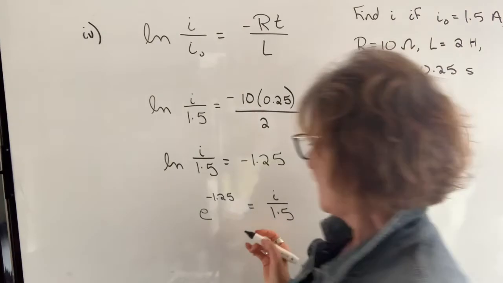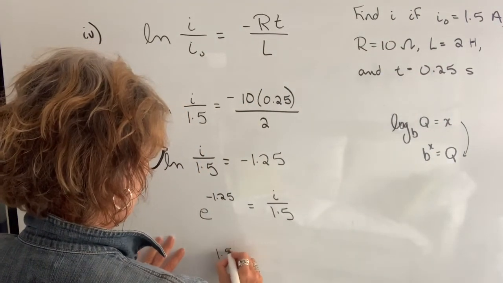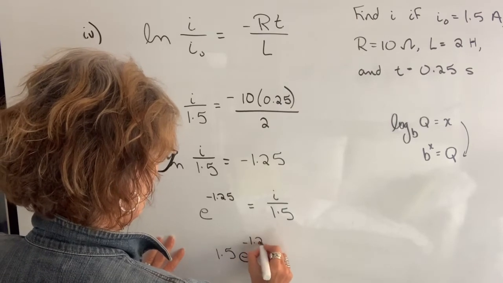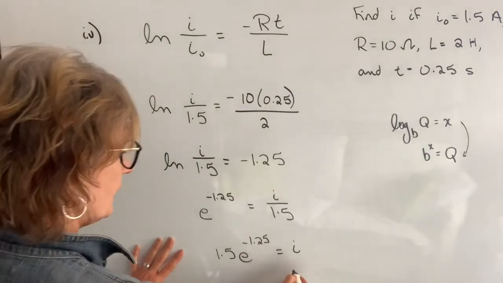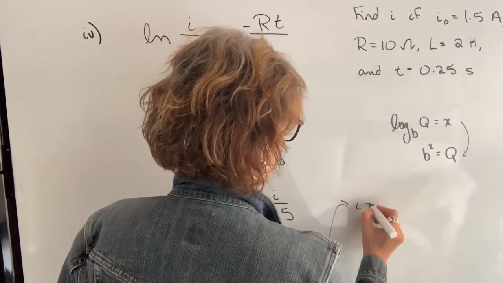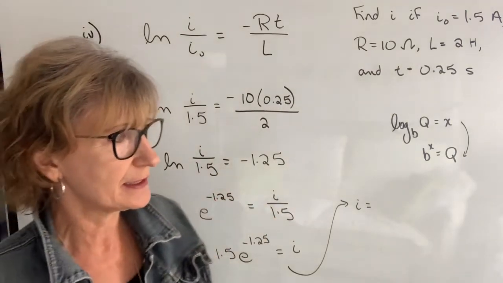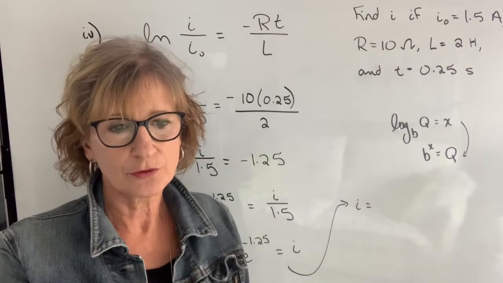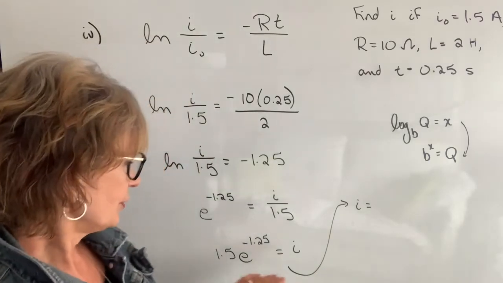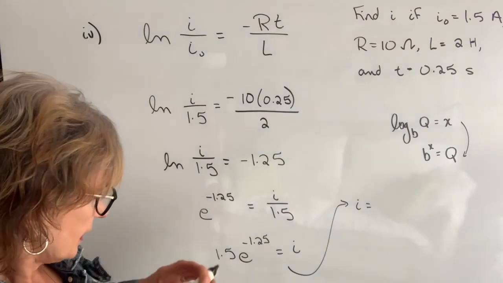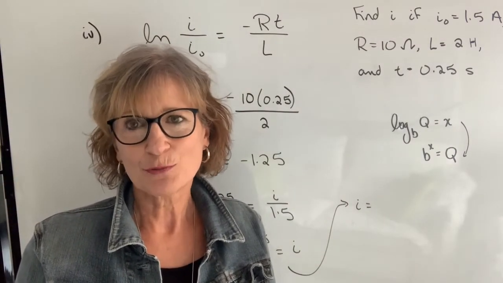Now I want to solve for I. I'm going to multiply both sides by 1.5. So 1.5 times e to the negative 1.25 will equal I. When I evaluate that, I always try to leave my evaluation till the end rather than calculate this and then do the multiplication, because if you're doing calculations along the way and rounding off, you're introducing error into your answer. If you keep the expression without calculating it until the very end, your answer is going to be much more exact.